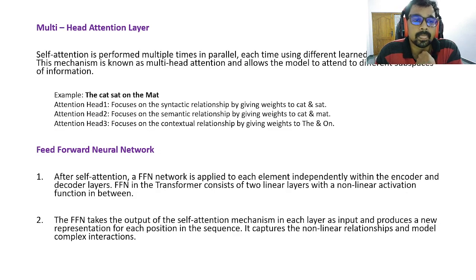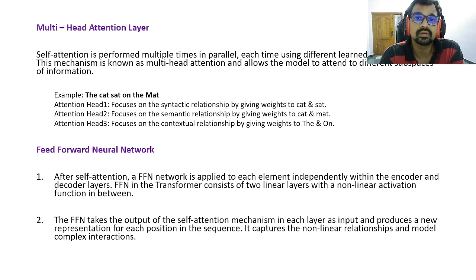Multi-head attention layer. Self-attention is performed multiple times in parallel, which forms a multi-head attention layer. Why are we doing this? It is to understand the different subspaces or different aspects of our information. For example, the cat sat on the mat. Self-attention layer one focuses on the syntactic relationship by giving weights to the words cat and sat. The second self-attention layer focuses on the semantic relationship by giving weights to the words cat and mat. The third self-attention layer focuses on the contextual relationship by giving weights to the words the and on.